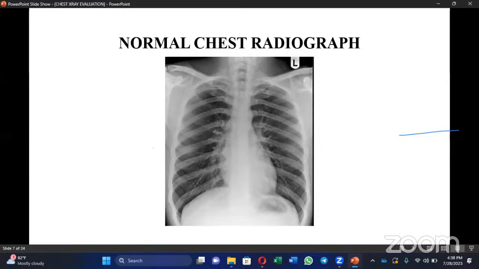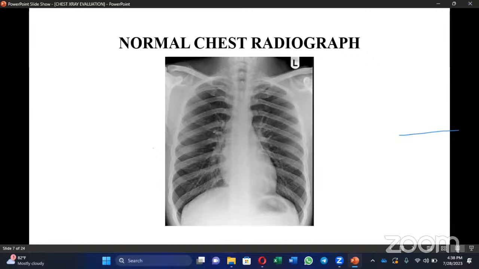Then we talked about clear lung fields. That's where I talked about the two scapulae being off the lung areas, all right? So look at where the right scapula and the left scapula are. They are off the lung fields.